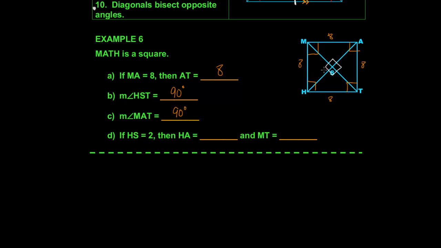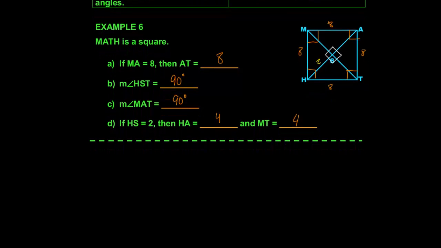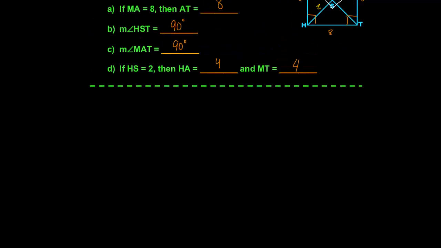If HS is equal to 2, let me grab another color for this. HS is equal to 2. Then HA, if this bisects it, that means this side right here is also 2. And if that's 2, we have a 2 and a 2, then HA overall is a 4. MT, hey, what do you know? These are all going to be the same. MT is also 4. Squares are very easy to work with because everything is congruent. What you have on one side you will have on the other, and everything's in nice squared fashion. 90 degrees, 45 degrees.